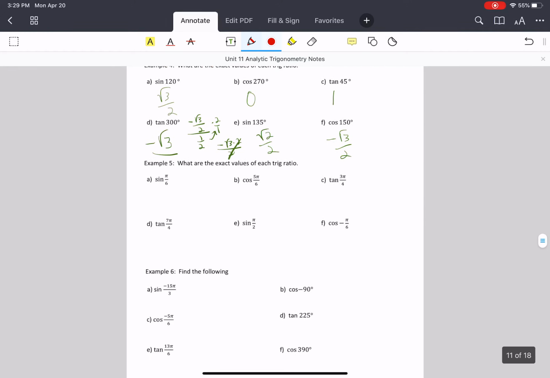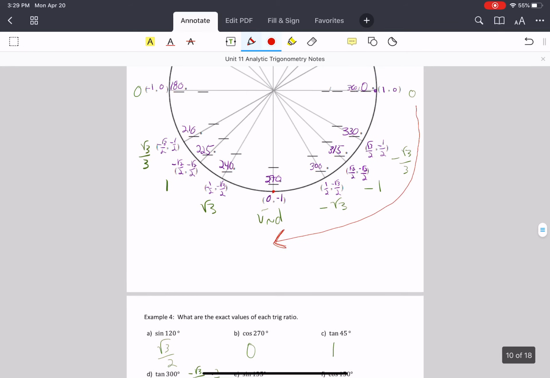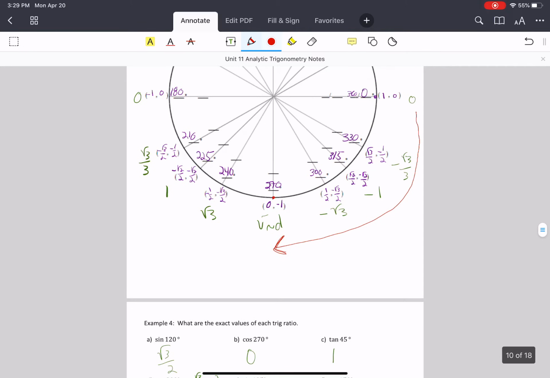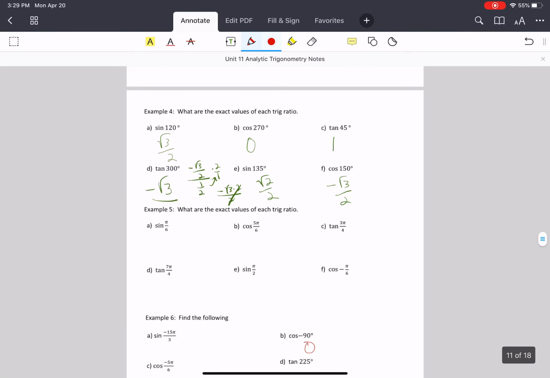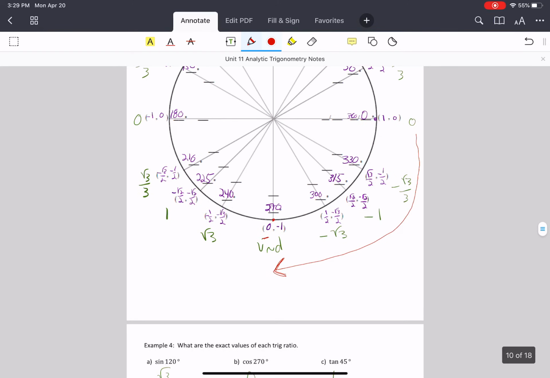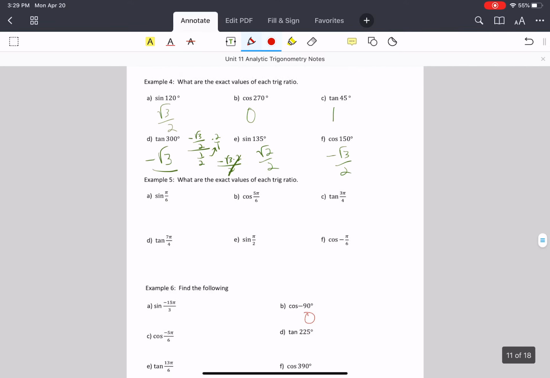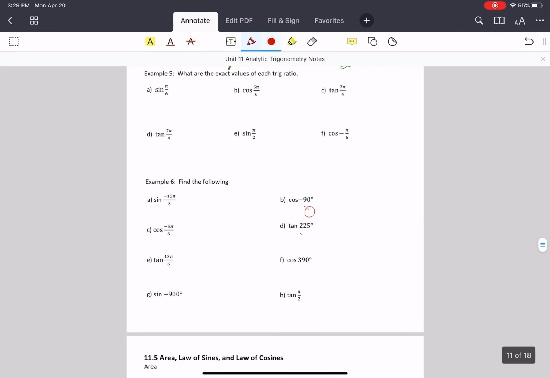So if I want the cosine of negative 90, I want the x coordinate there. So that's going to be the same as the x coordinate at 270, again, because they're coterminal. So that would be 0. Okay, tangent of 225, that one's just a normal one. You could either memorize that tangent or do that y over x thing. That's going to be 1.